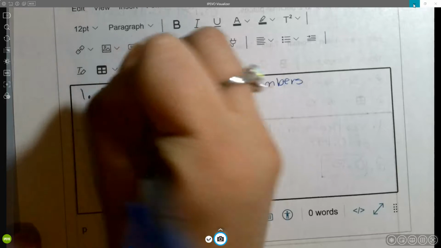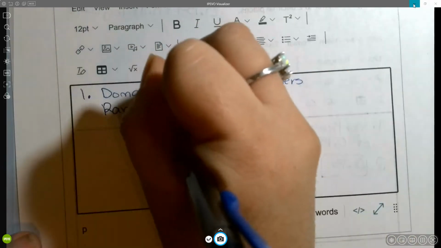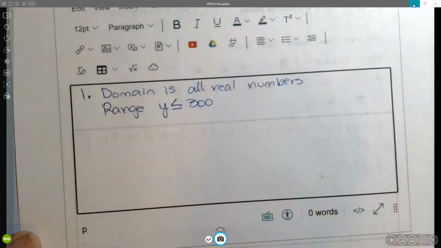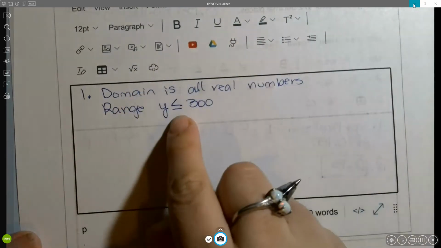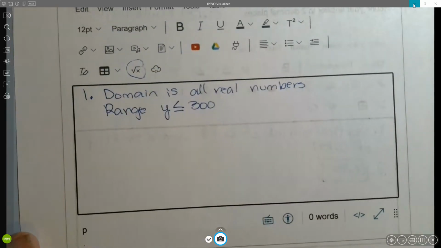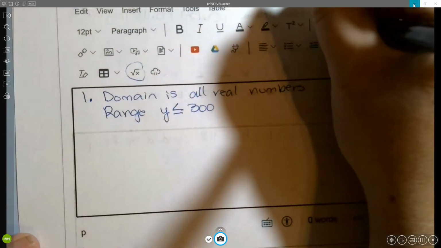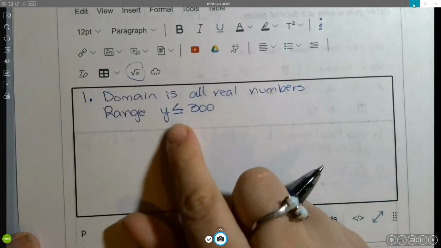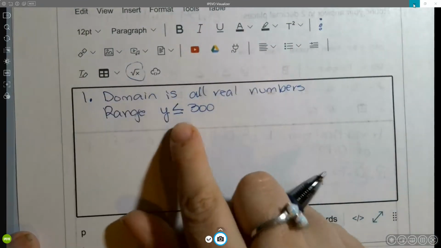Range is y is less than or equal to 300, and this is because it's going down. Remember, to get this less than symbol, I can go into here, the square root of x option. I think it has the 3 dots originally on Desmos. I click that, and then I click on this, and then I can do the less than or equal to.